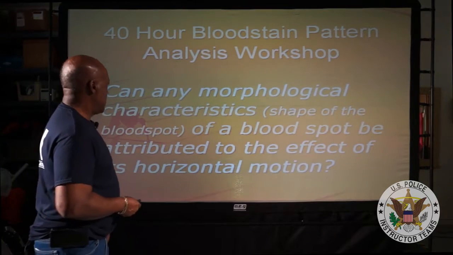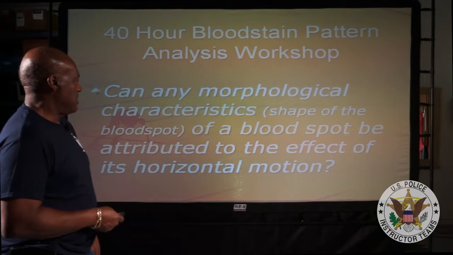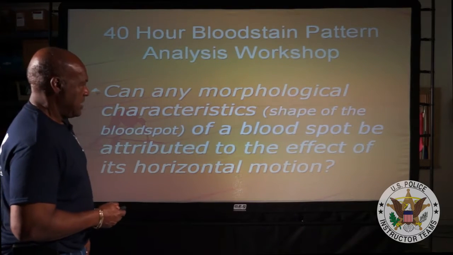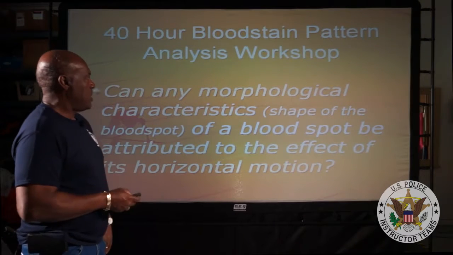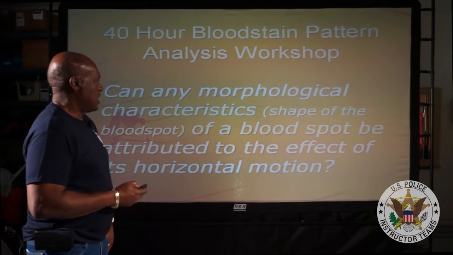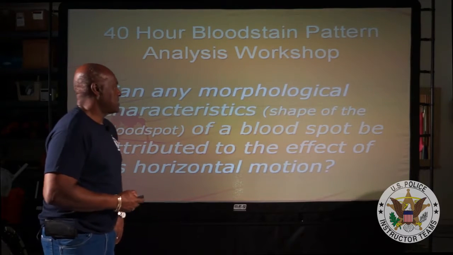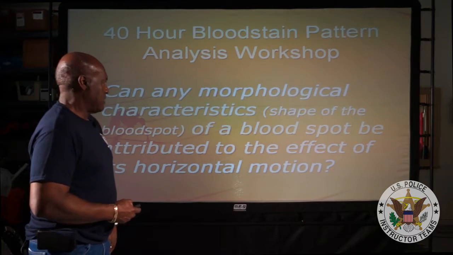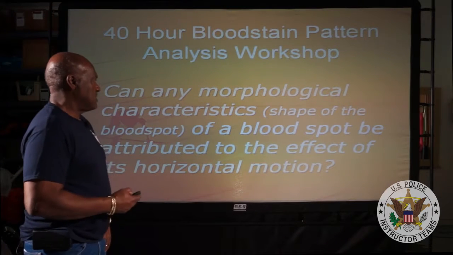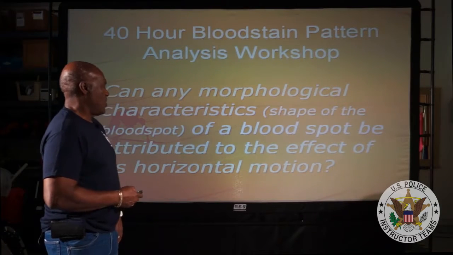Can any morphological characteristics of blood stain determine the effect of horizontal motion? What this is actually saying, if you're walking faster, as the blood impacts the surface, you get a smaller angle. If you're moving slow, then as the blood impacts the floor or the surface on which it's falling, you get a greater angle. So the shape of the blood is affected by the rate or the speed by which the person is moving across the surface.